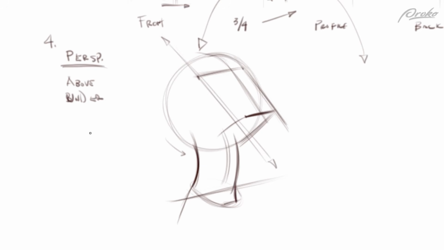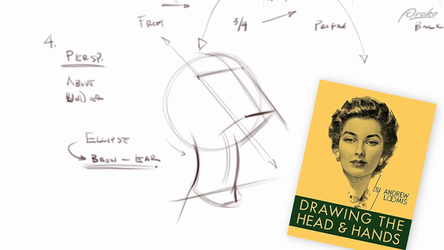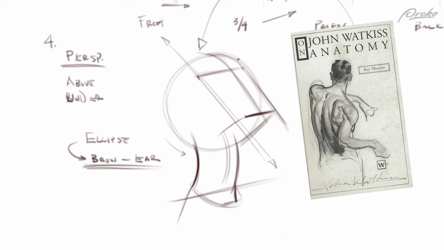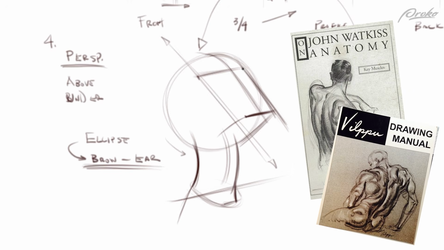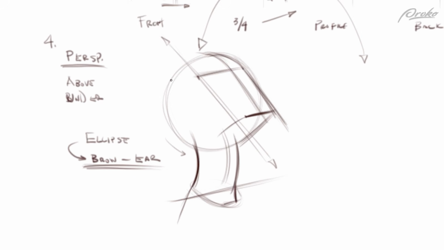Perspective at this point is just an ellipse for me. It's just one ellipse that indicates for that big position. And the way that I find it, so let's write that. So here's this stage is ellipse, that I'm looking from the brow to the top of the ear. So this is very much inspired and indebted to Andrew Loomis. I mix in a lot of my teacher, John Watkiss, Glenn Vilppu, a big kind of stew of different approaches to head drawing mixed together, which I think is one of the best ways to put together your own approach.